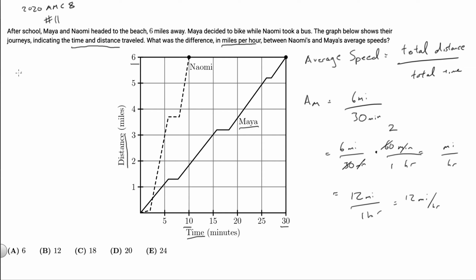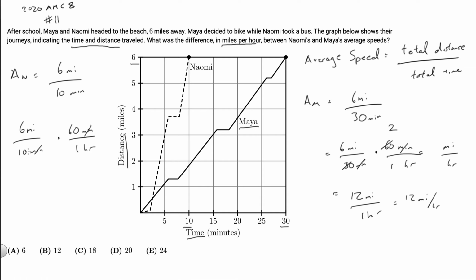So let's go over here on the left side and we'll find the average speed of Naomi. And so the total distance traveled by Naomi is the same, 6 miles. And the time that she took this time is going to be 10 minutes instead of 30. But we're going to do the conversion the exact same way. So we're going to say 6 miles divided by 10 minutes. And we're going to multiply it by 60 minutes divided by 1 hour.